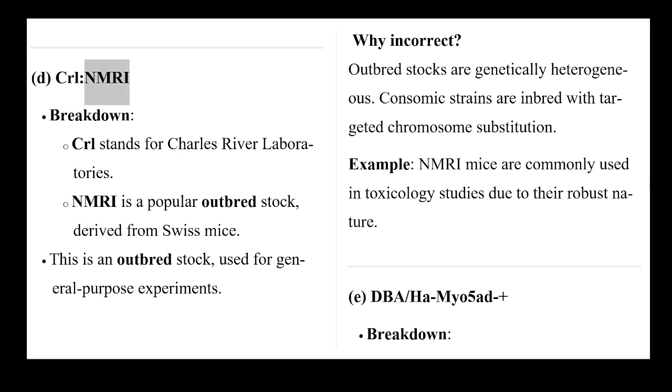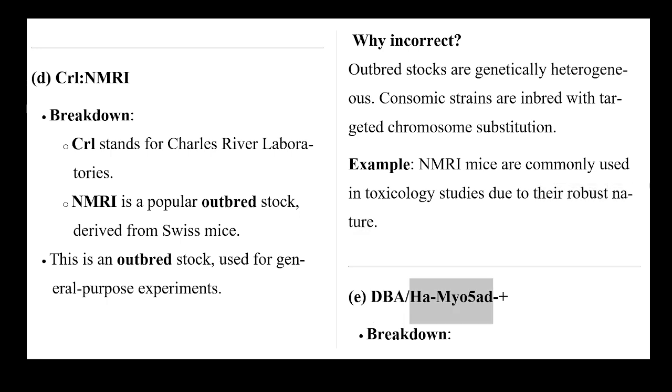D. CRLNMRI. Breakdown: CRL stands for Charles River Laboratories. NMRI is a popular outbred stock, derived from Swiss mice. This is an outbred stock, used for general-purpose experiments. Why incorrect? Outbred stocks are genetically heterogeneous. Consomic strains are inbred with targeted chromosome substitution. Example: NMRI mice are commonly used in toxicology studies due to their robust nature.